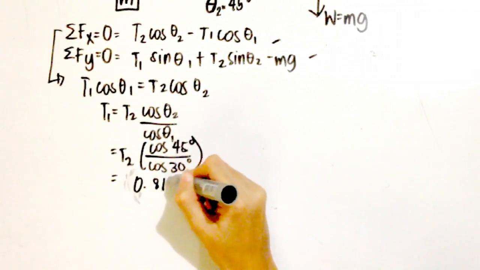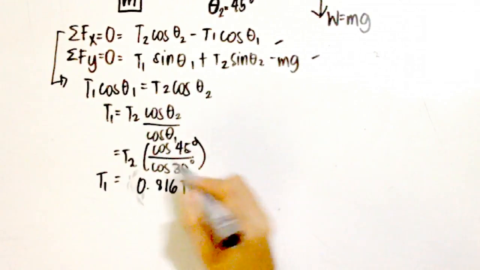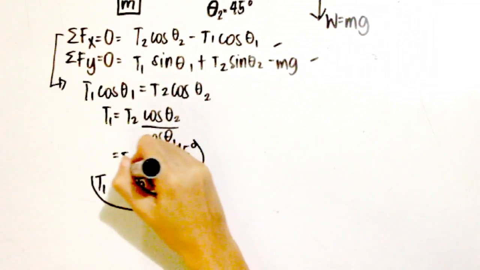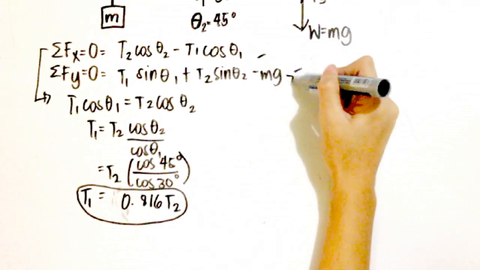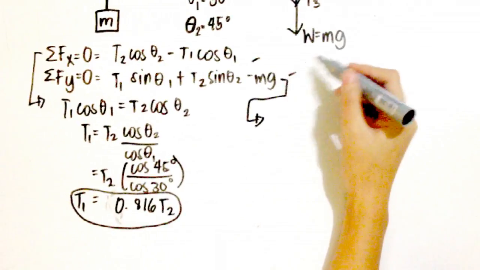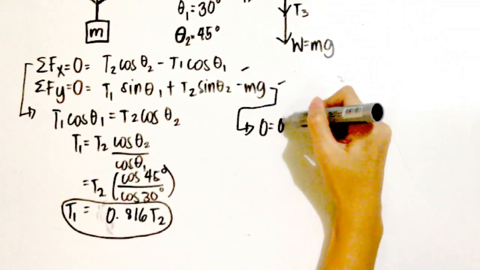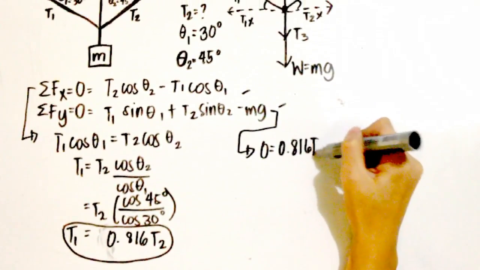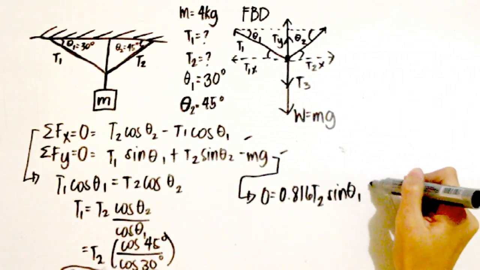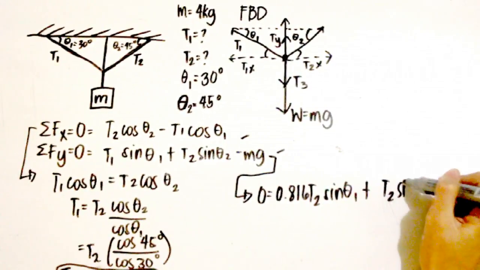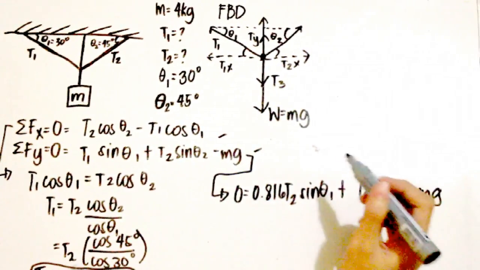So the answer would be 0.816 T2 since T2 is not yet known. So for the meantime, the value of T1 or the tension 1 is 0.816 T2. Let's move on to the second equation. So as you can see, the value of T1 is 0.816 T2. So let's put that, then multiply to sine theta 1 plus T2 sine theta 2 minus mass times gravity.